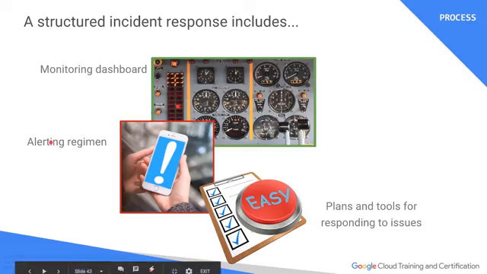So what does this include? Well, it includes a monitoring dashboard. We have to have metrics to understand and at least draw some scope around what's been affected. We have to have an alerting regimen. How are we going to notify customers, people on call, etc.? And none of that can happen without the plans and tools for responding to the issue. Maybe we have automated deployments that can recreate the environment to failover for DR. Perhaps we have automated rollback mechanisms, etc. So we have some method we've prepared for these situations ahead of time.